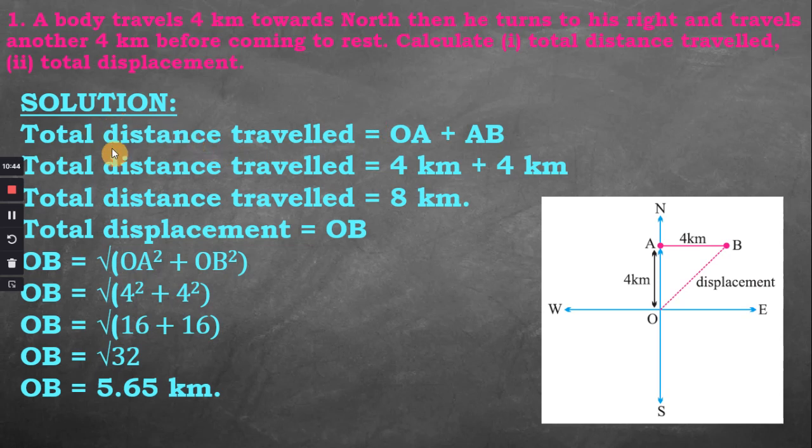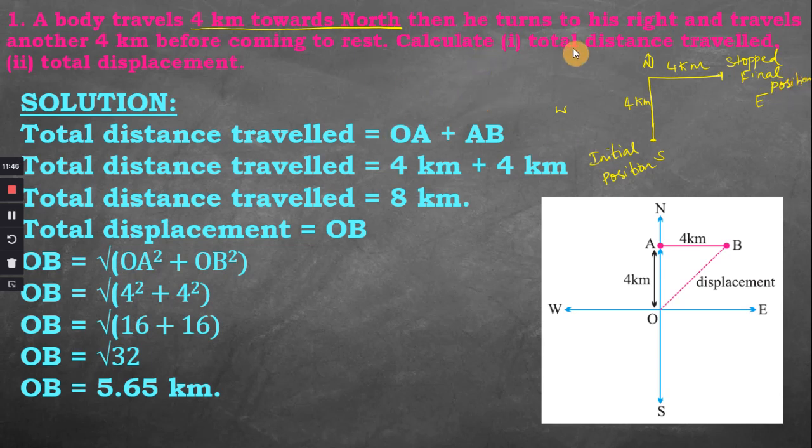Now we will see a numerical related to the concept which we have learnt. So let's look into the sum. A body travels 4 kilometers towards north. Let me draw here 4 kilometers towards north. We all know north, south, east and west. 4 kilometers towards north, and then turns to his right. So he is facing this way. So what will be his right? This side will be his right. Towards his right he is going to turn and travel another 4 kilometers before coming to rest. So here he has stopped. So this is going to be his initial position, and this is going to be his final position.